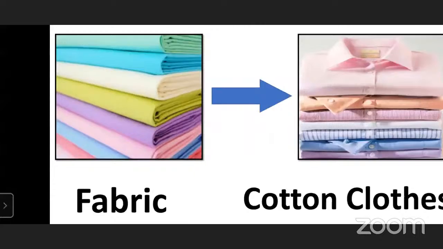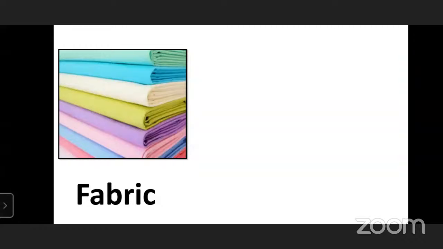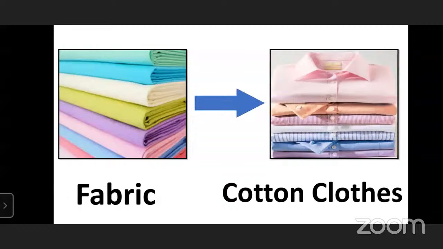Again, we'll see this. First we get the fiber, cotton fiber. And from the fiber, we are getting the yarn. You can see here threads. We got the yarn, and after the yarn, it is woven. We had seen before, the threads are woven with the machine. They are woven, and then we get a fabric. After getting the fabric, we got the clothes, cotton clothes.